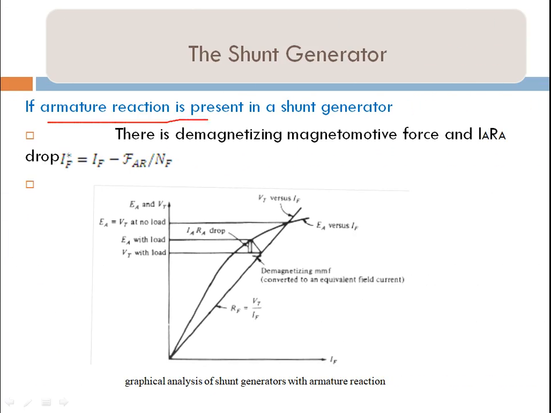When the armature current is present in a shunt generator, there is a demagnetizing magnetomotive force and an I_A R_A drop.